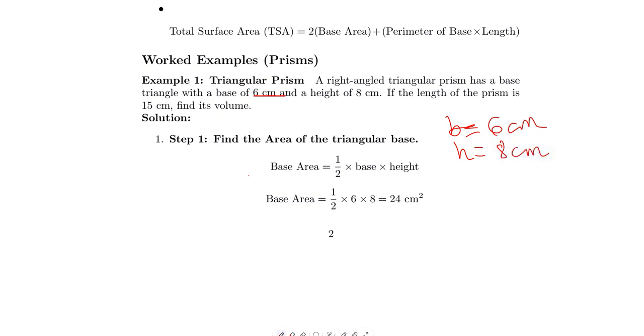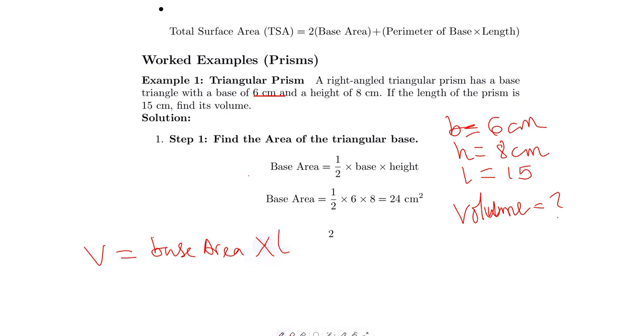Then they say that if the length of the prism is 15 centimeters, find its volume. You want to find what? Volume. Don't forget I told you that the volume is the base area multiplied by the length.